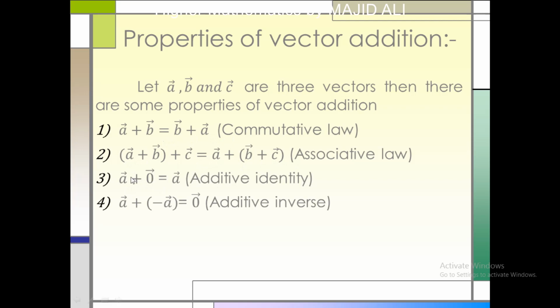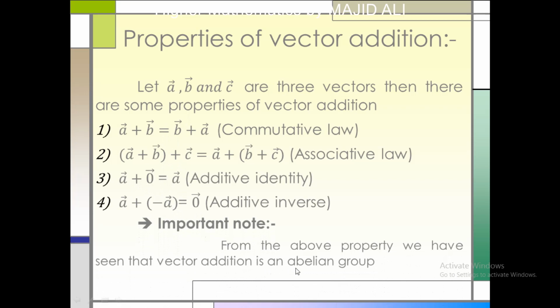Here is the additive identity and inverse identity: a vector A added to the negative vector of A gives the null vector, and the additive identity of a vector is the null vector. Here are some important points: according to all these properties, we know that vector addition forms an abelian group, as used in abstract algebra and group theory. We know that if all the properties are satisfied, then we say that the set is abelian. Here we are using vectors, so the set of vectors is an abelian group.